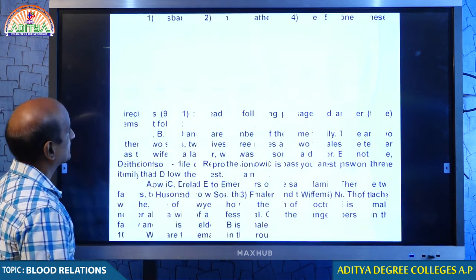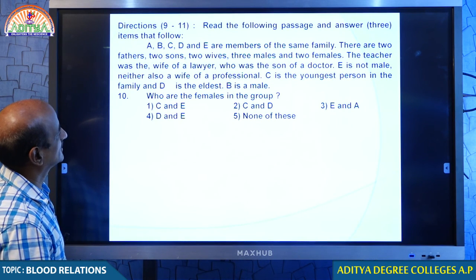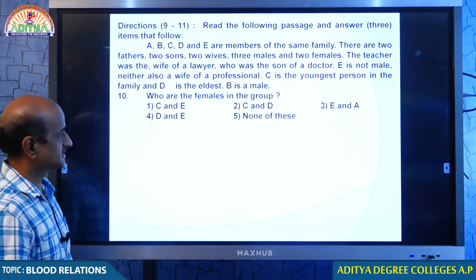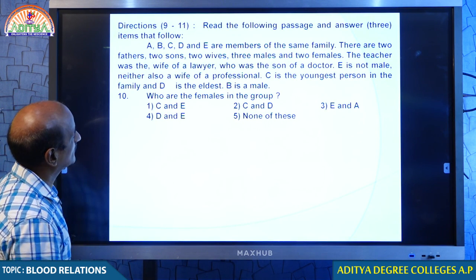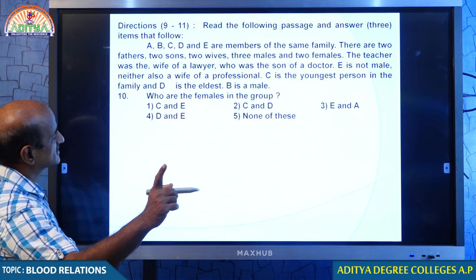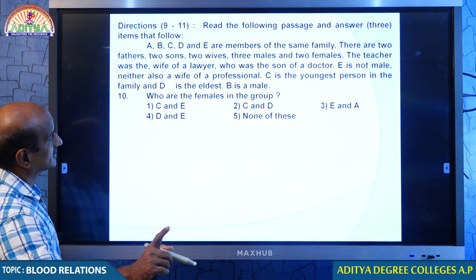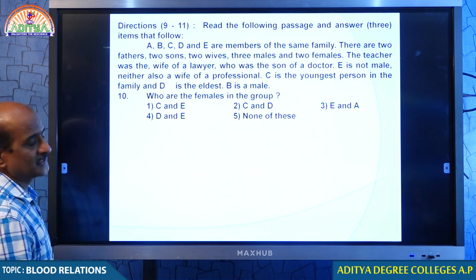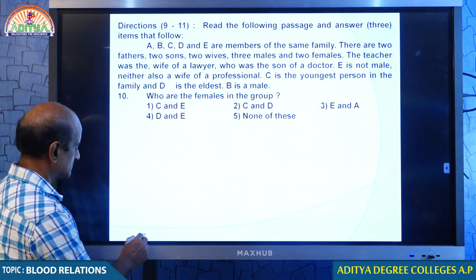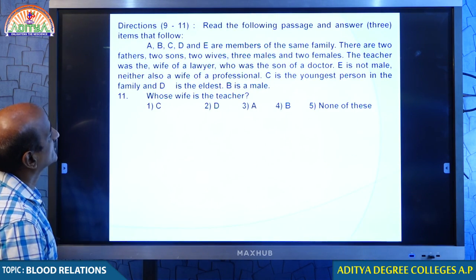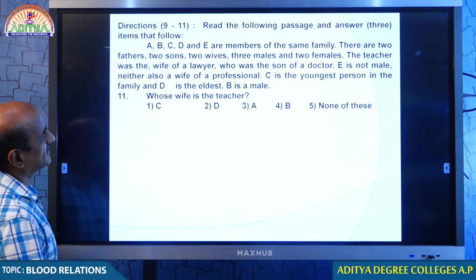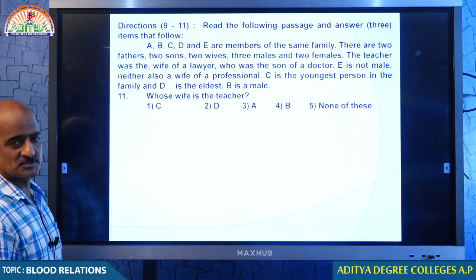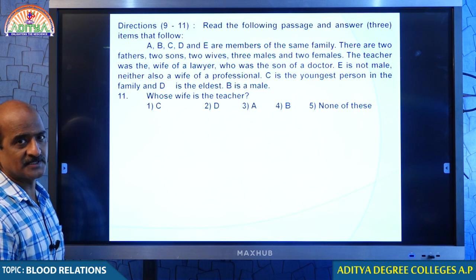Look at question number 10. Basing on the 7. Who are the females in the group? Already we discussed. Okay. Same question. Tell me who are the females in the group? D was one male, B, C. Other than that, the remaining 2 people must be female. Therefore, your answer must be E and A. Those 2 are females. Whose wife is a teacher? You remember whose wife is teacher? Lawyer's wife is a teacher.